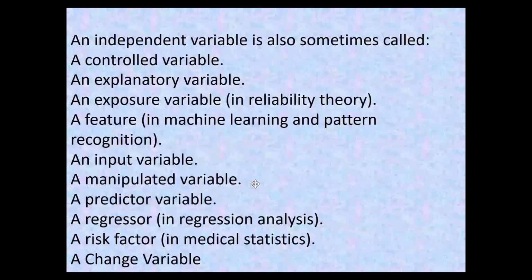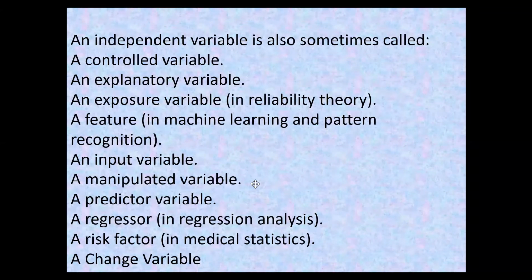An independent variable is also sometimes called a controlled variable, an explanatory variable, an exposure variable, in reliability theory, a feature in machine learning and pattern recognition, an input variable, a manipulated variable, a predictor variable, a regressor in regression analysis, a risk factor in medical statistics, and a change variable. So these are all synonyms of independent variable, and these are used in the context of different fields.